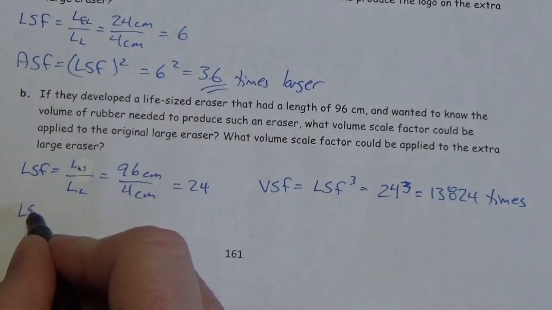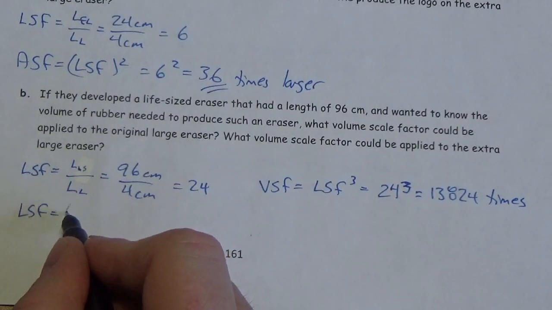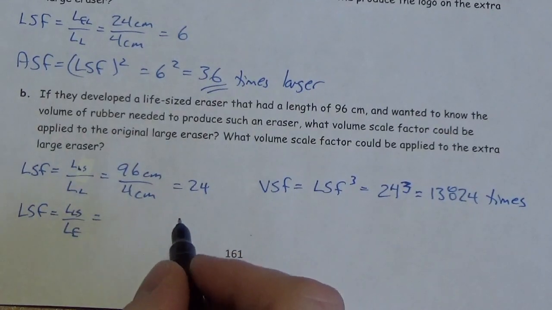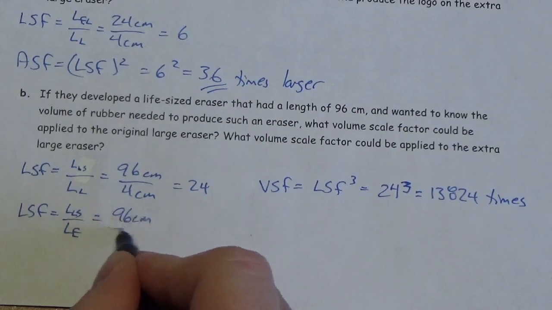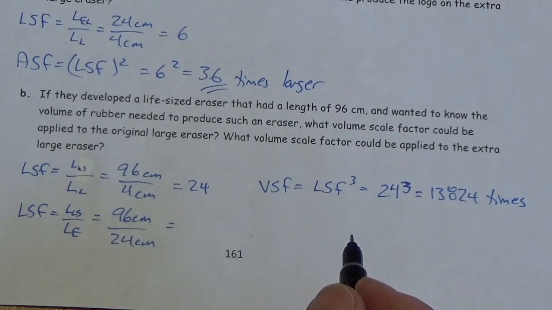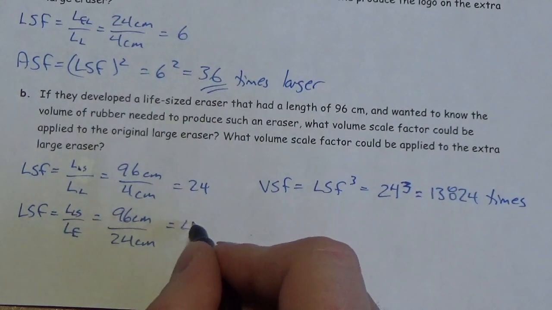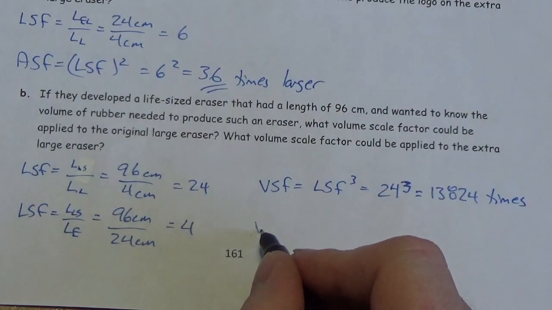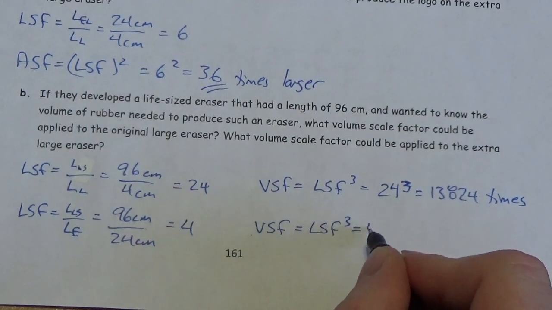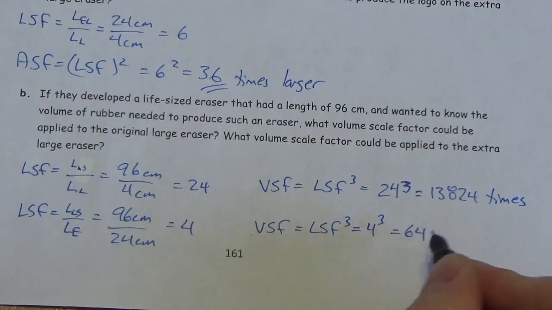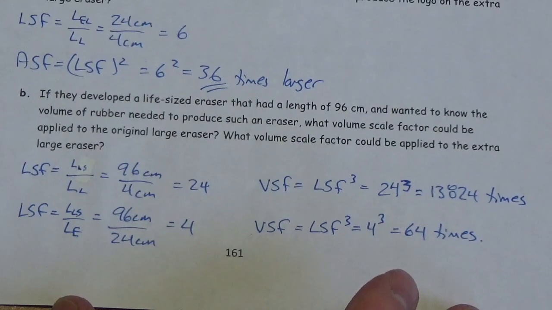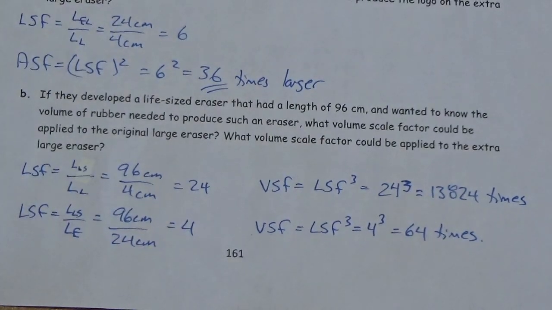Now if we take a look at the linear scale factor from the life-sized and compare that to the extra large one, in this case it's going to be 96 centimeters compared to a length of 24 centimeters. So 96 divided by 24 is 4. And now the volume scale factor to compare these two will be the linear scale factor cubed. That's just going to be 4 cubed, which is 64 times larger. Okay, and so those are the two scale factors they're asking for.